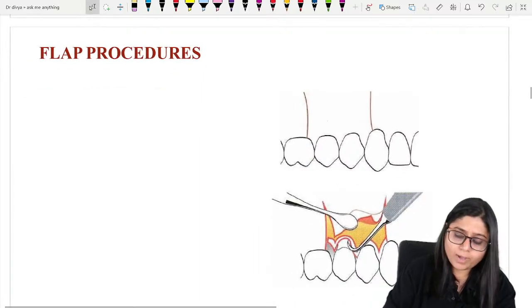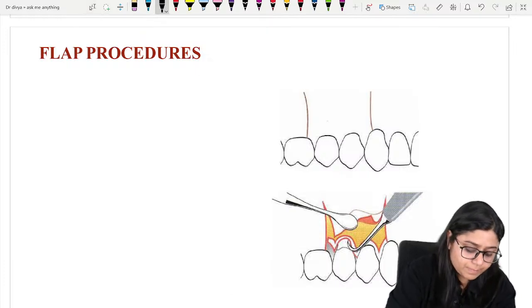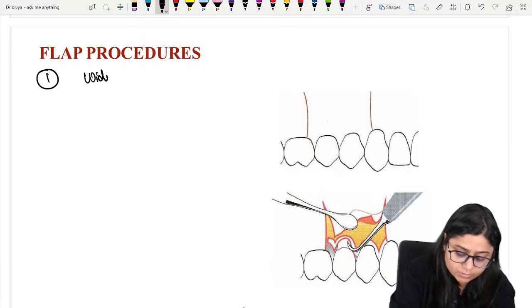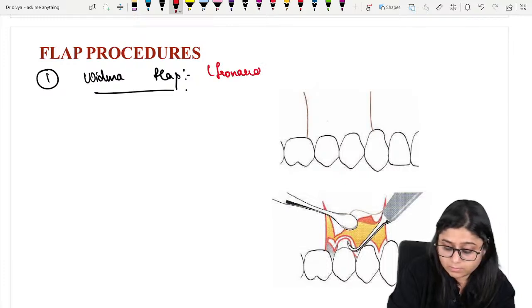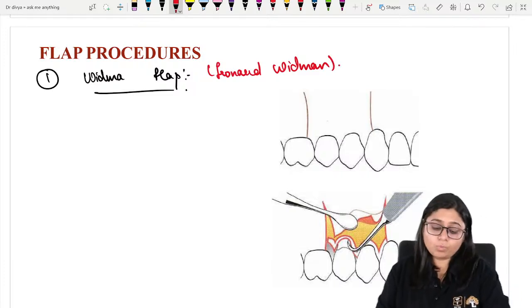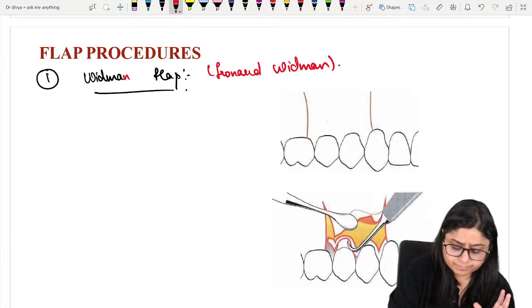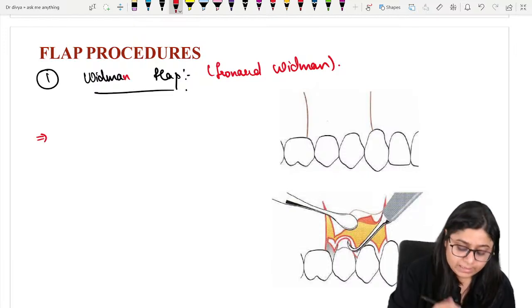Okay, now let us see one by one all the procedures which we studied previously. So number one, the first flap that was developed was the Wiedemann flap, or the original Wiedemann flap. It was given by Leonard Wiedemann. Now in this case, guys, this flap first came into existence. Why did we use this flap? To remove the infected pocket epithelium.